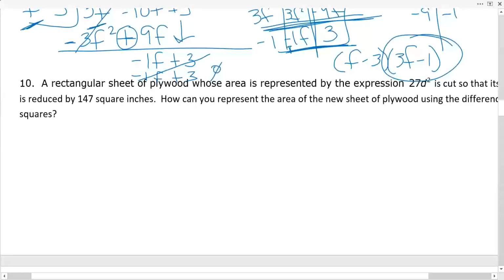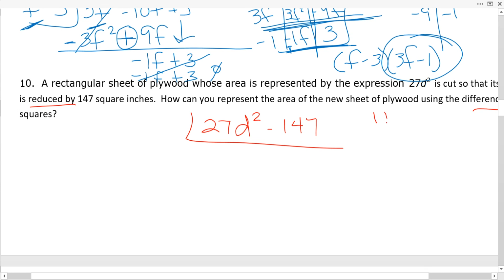Okay, number 10. So I have 27d squared, and it's reduced, means subtract, 147. I'm looking for a common factor because those are not difference of squares. Neither one of those is a perfect square. So I just happen to know that 147 is divisible by 3 because 1 plus 4 plus 7 equals 12. 12 is divisible by 3, so 147 is divisible by 3.